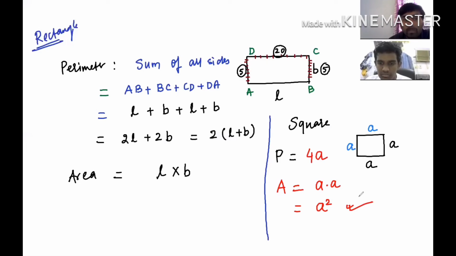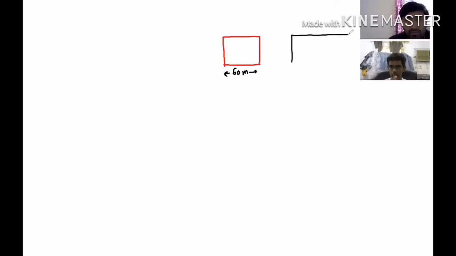This is about the perimeter and area of a rectangle and a square. Just note it down and then we can move ahead. See Rohit, in the question we have two figures. The first is a square having a side of 60 meters. And next, a rectangle type figure is given to us.